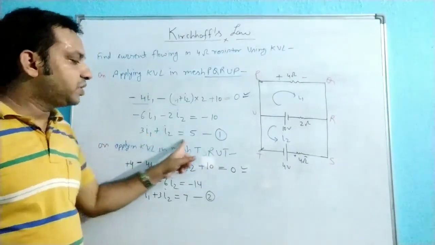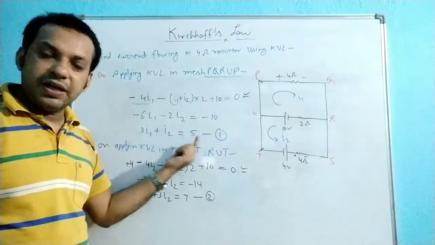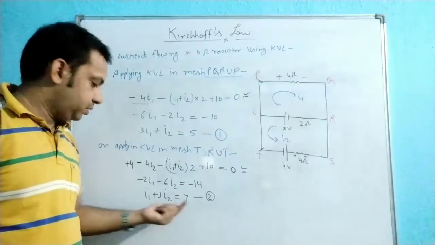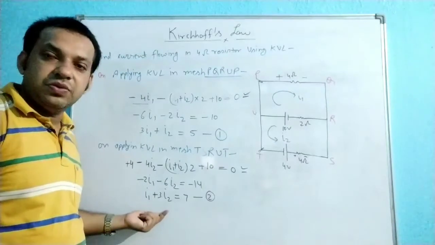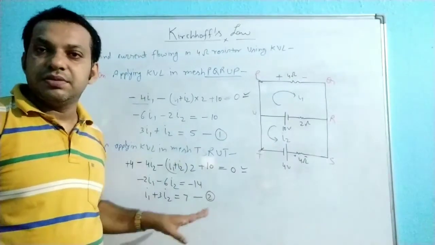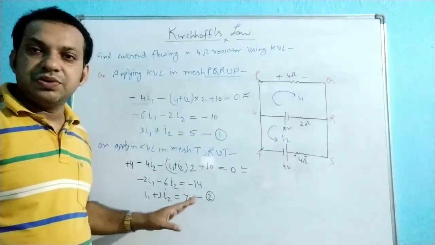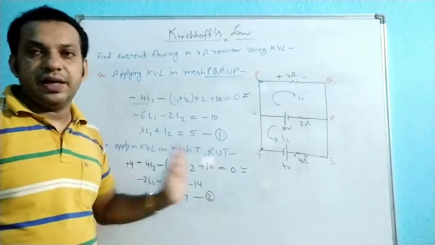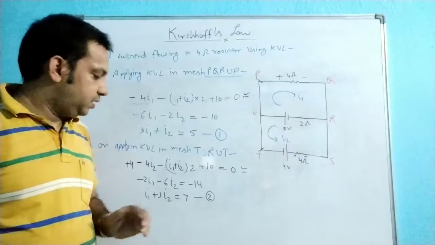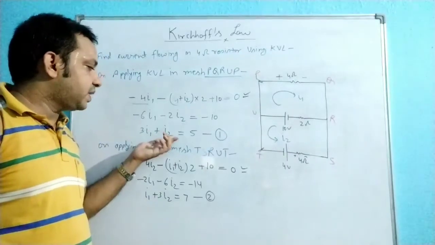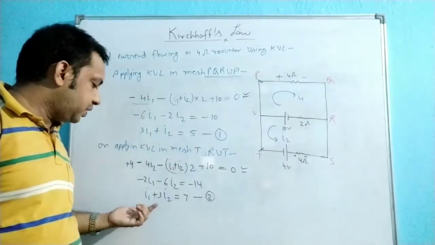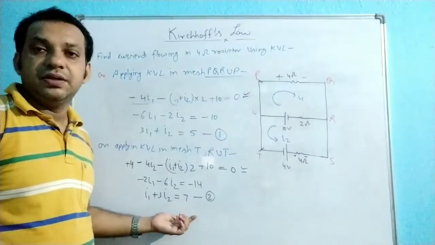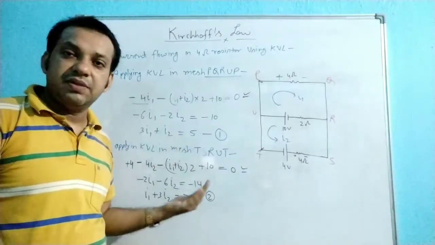We have the equation number 1, which is in I1 and I2. Equation number 2, again, which is in I1 and I2. Two equations, two variables. With the help of these two equations, simply you can find the values of I1 and I2. Equation number 1, 3I1 plus I2 is equal to 5. Equation number 2, I1 plus 3I2 is equal to 7. Just simplify these two equations and you will get the value of I1 and I2.